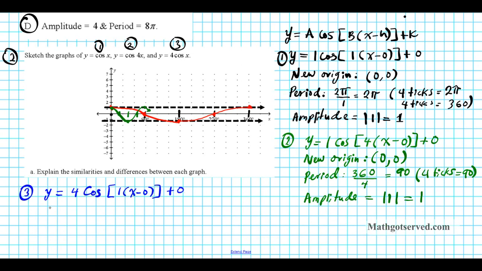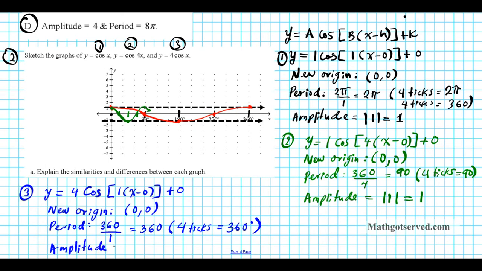Now let's find our new origin. The new origin is 0, 0. The opposite of the number next to x is the x coordinate, and then the other number is the y coordinate. Our period is 2 pi over b, or we can use 360, which is the same thing as 2 pi radians, over b, which is 1. So that's going to give us 360 degrees. That tells us that 4 ticks is equal to 360 degrees, so each tick will be 90 degrees. And lastly, we need our amplitude.